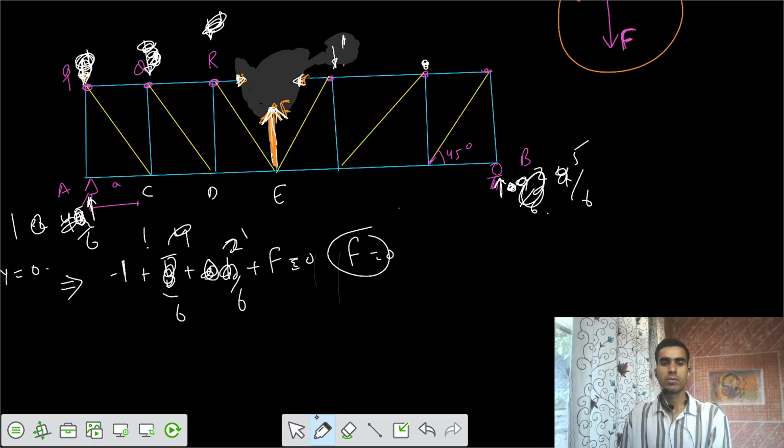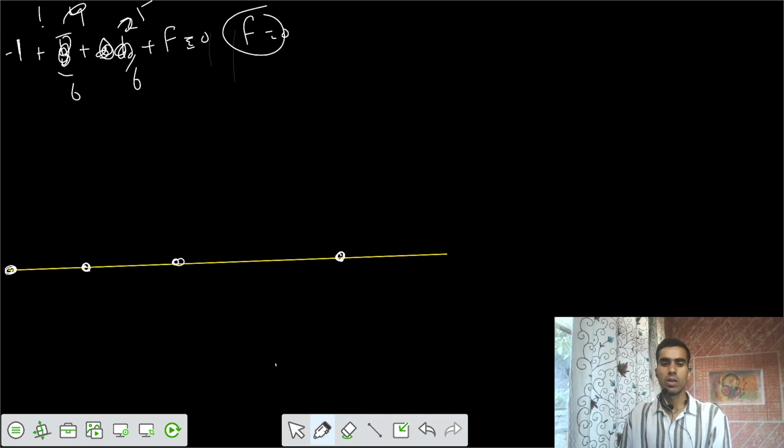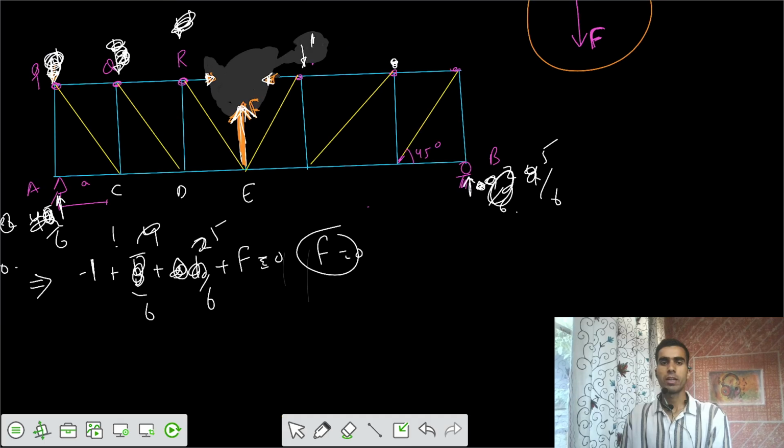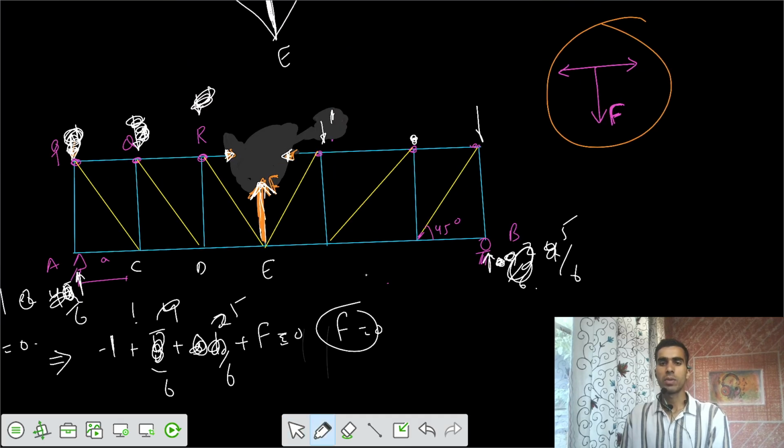This is 1 by 6. This is 5 by 6. F equals 0. Then after that, at the final joint, the load is placed.